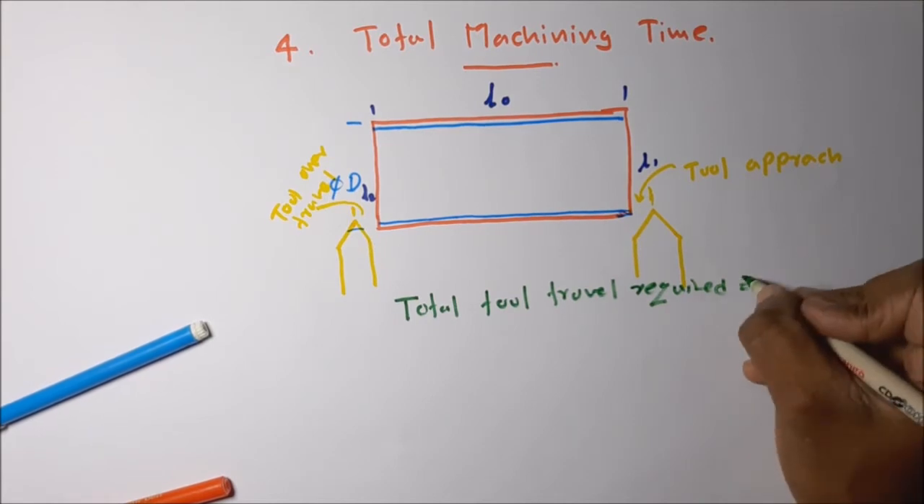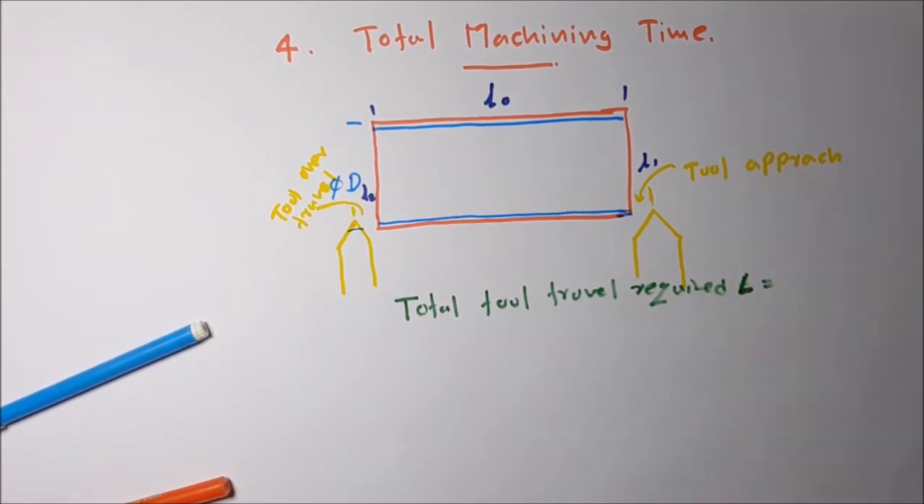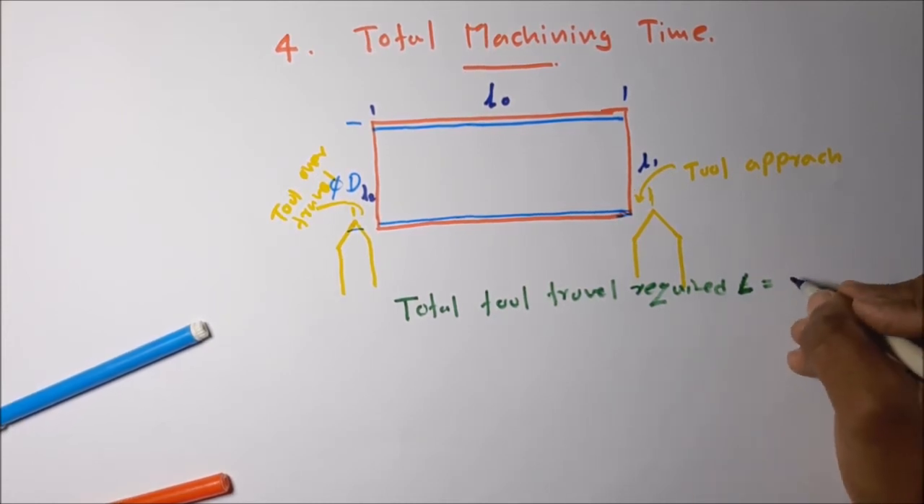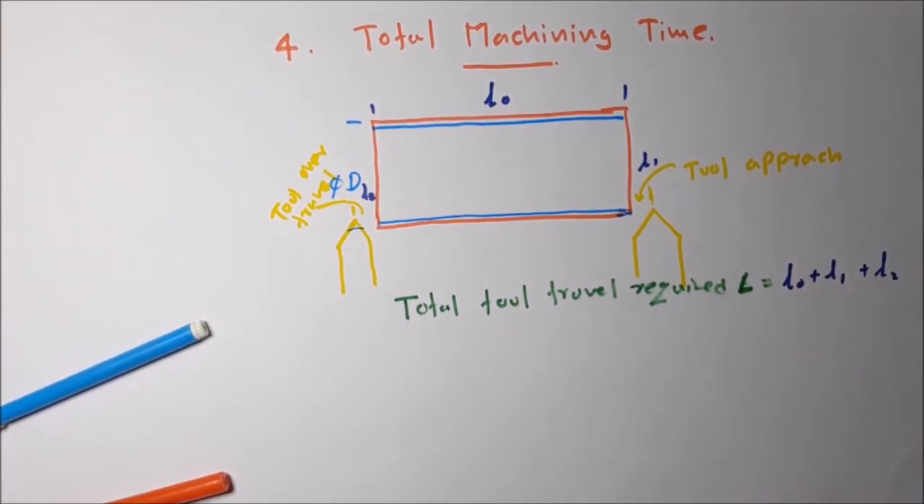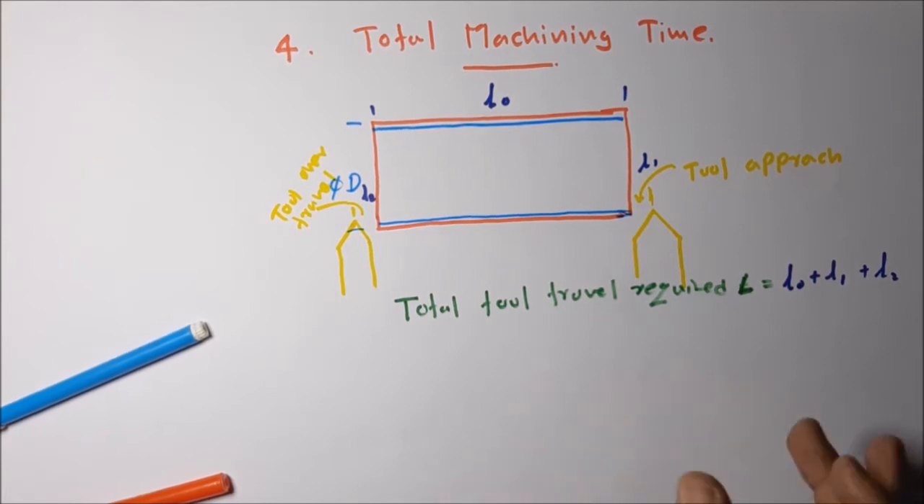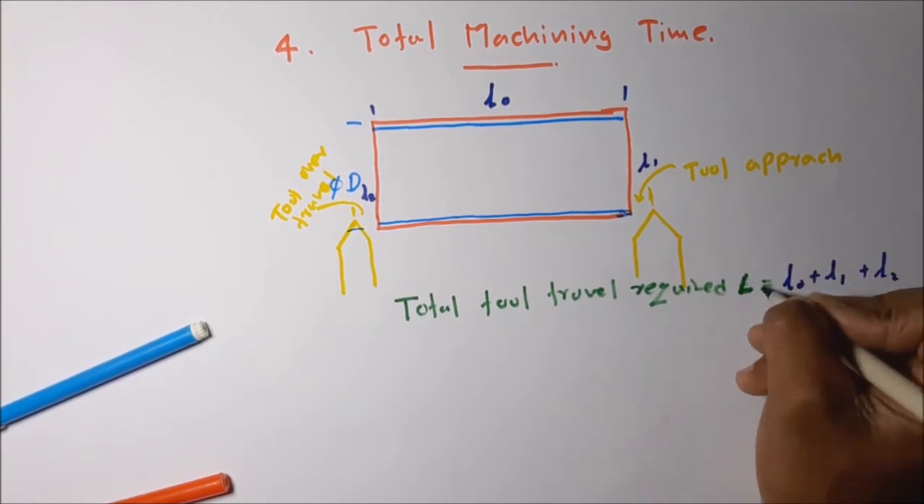The total tool travel L. Let's take the value as L, where L is equal to L naught plus L1 plus L2. This much tool travel is required to remove this layer from this workpiece. Then L is this much.